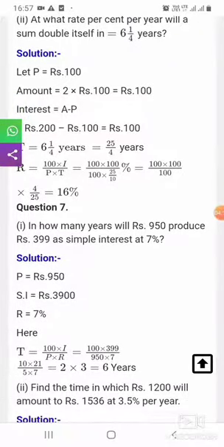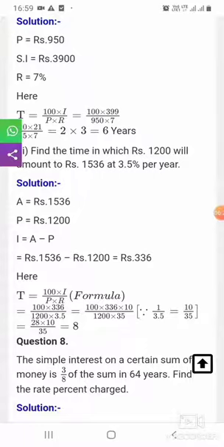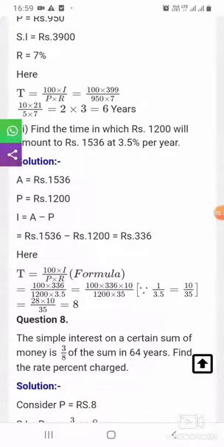Now next problem, find the time in which 1200 rupees will amount to 1536 at 3.5% per annum. So obviously rate of interest is given, principal amount is given, 1200, and indirectly they gave the interest also. How? Because amount is given, so 1536 minus 1200 will give simple interest. So amount is 1536, principal is 1200. Now finding the interest, I is equal to A minus P, so you're going to get 336 as simple interest.